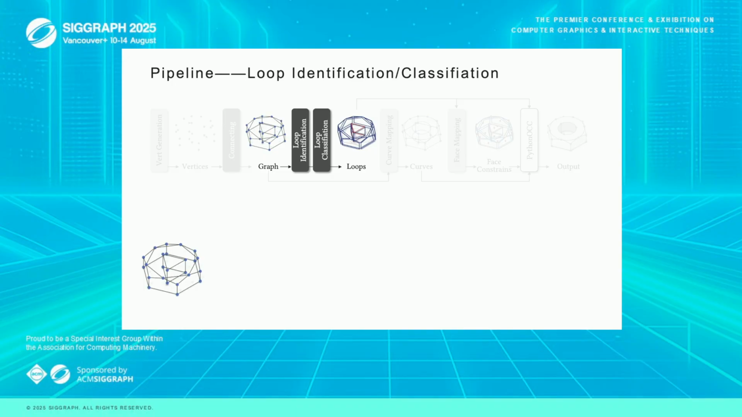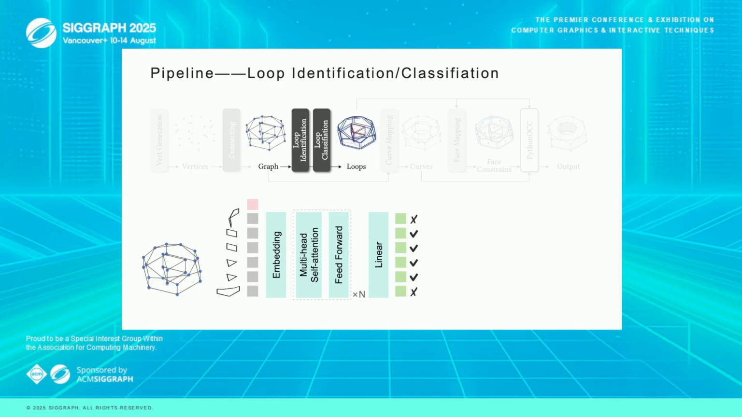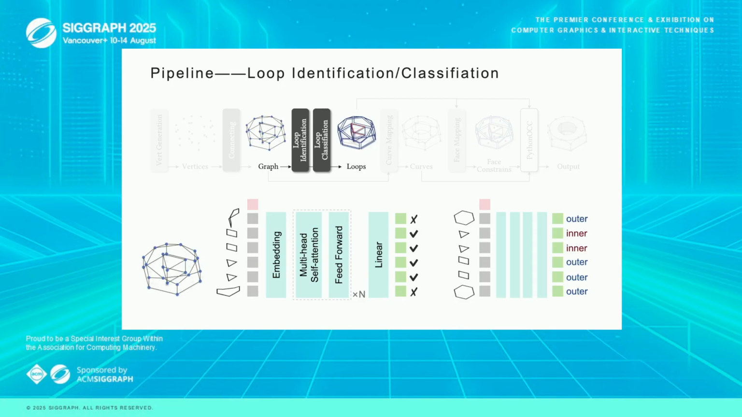Given this connectivity graph, we need to identify which cycles should become faces and which should remain empty. To do this, we first detect all possible cycles and arrange them in a sequence. This sequence is then processed by a transformer encoder for binary classification to predict which cycles should become faces. Those identified as faces undergo a second binary classification through a similar network to distinguish between inner and outer loops.